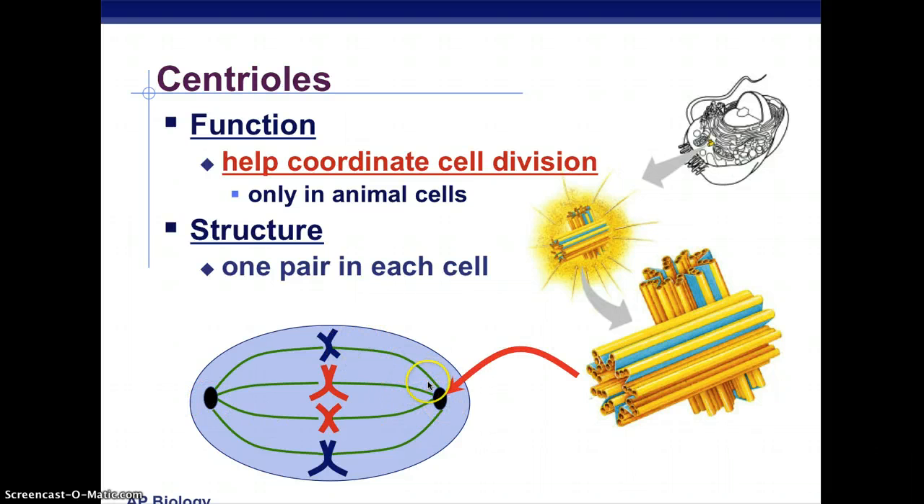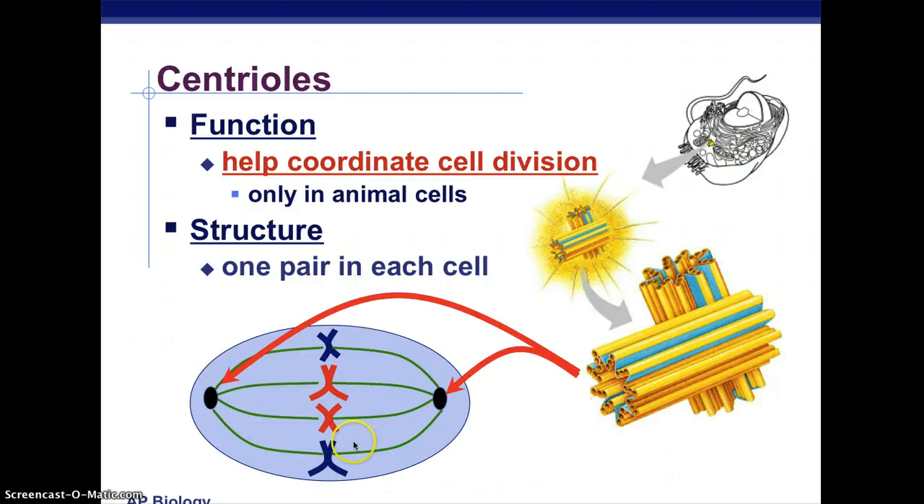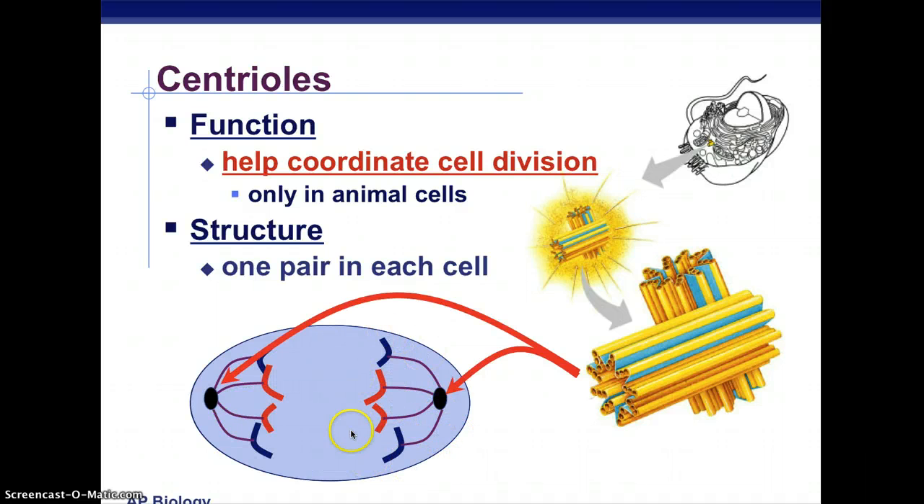And the cytoskeleton that they're organizing are these green lines, and the chromosomes are these little X's in the middle. And what happens is these cytoskeleton strands will shorten and pull apart the chromosomes, just like that. Watch, I'll do it again. So it's going to pull the chromosomes apart. One copy of the DNA goes to this new daughter cell, and one copy of the DNA goes to this daughter cell.